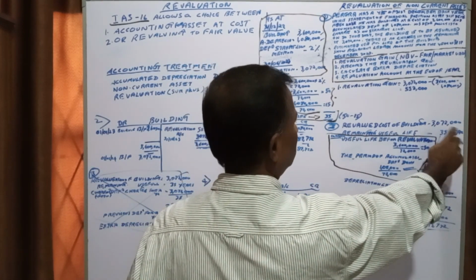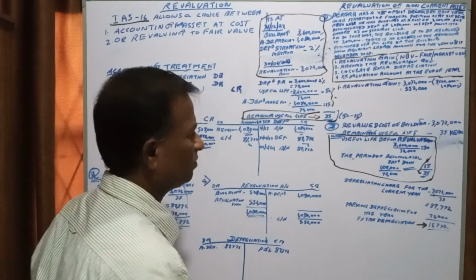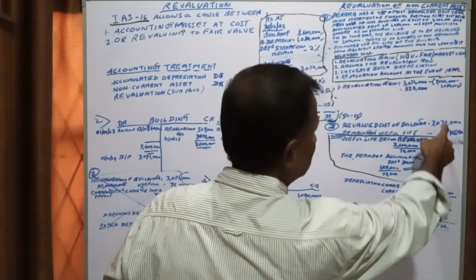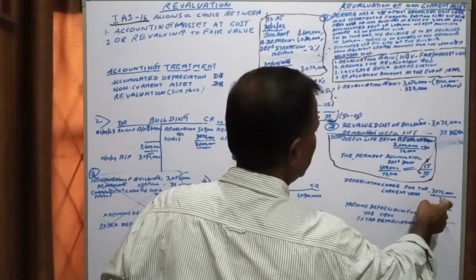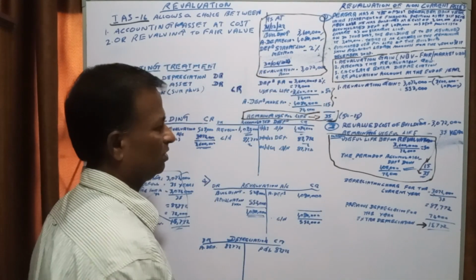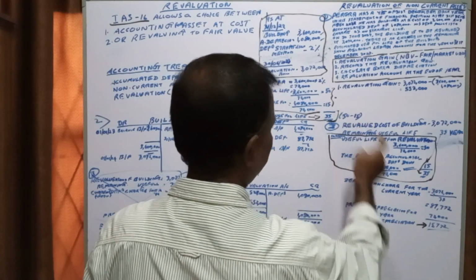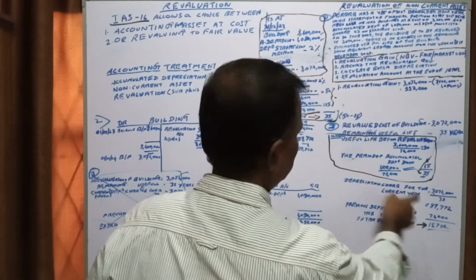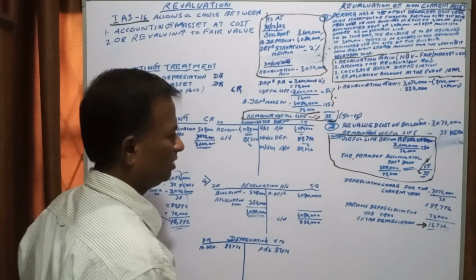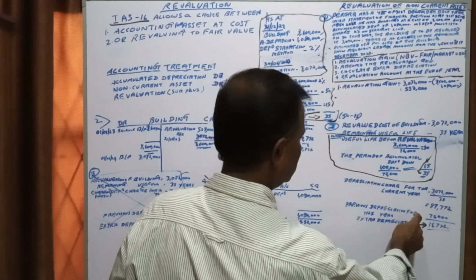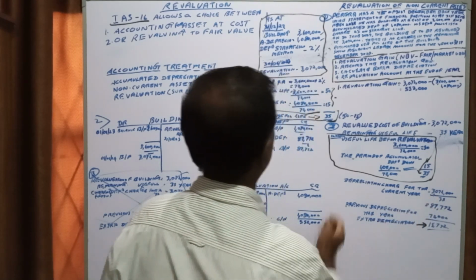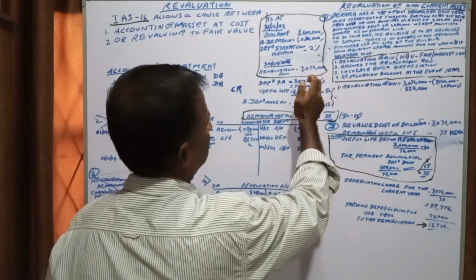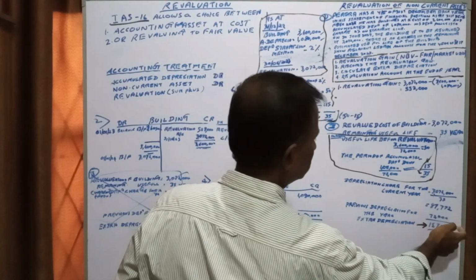The revalued cost of the building is 3,072,000. Then the depreciation charge for the current year is 3,072,000 divided by 35 years. This is how we arrive at the 35 years. Right? The previous depreciation for the year is 72,000. Here, the previous year 3,600,000 into 2%, that is 72,000.